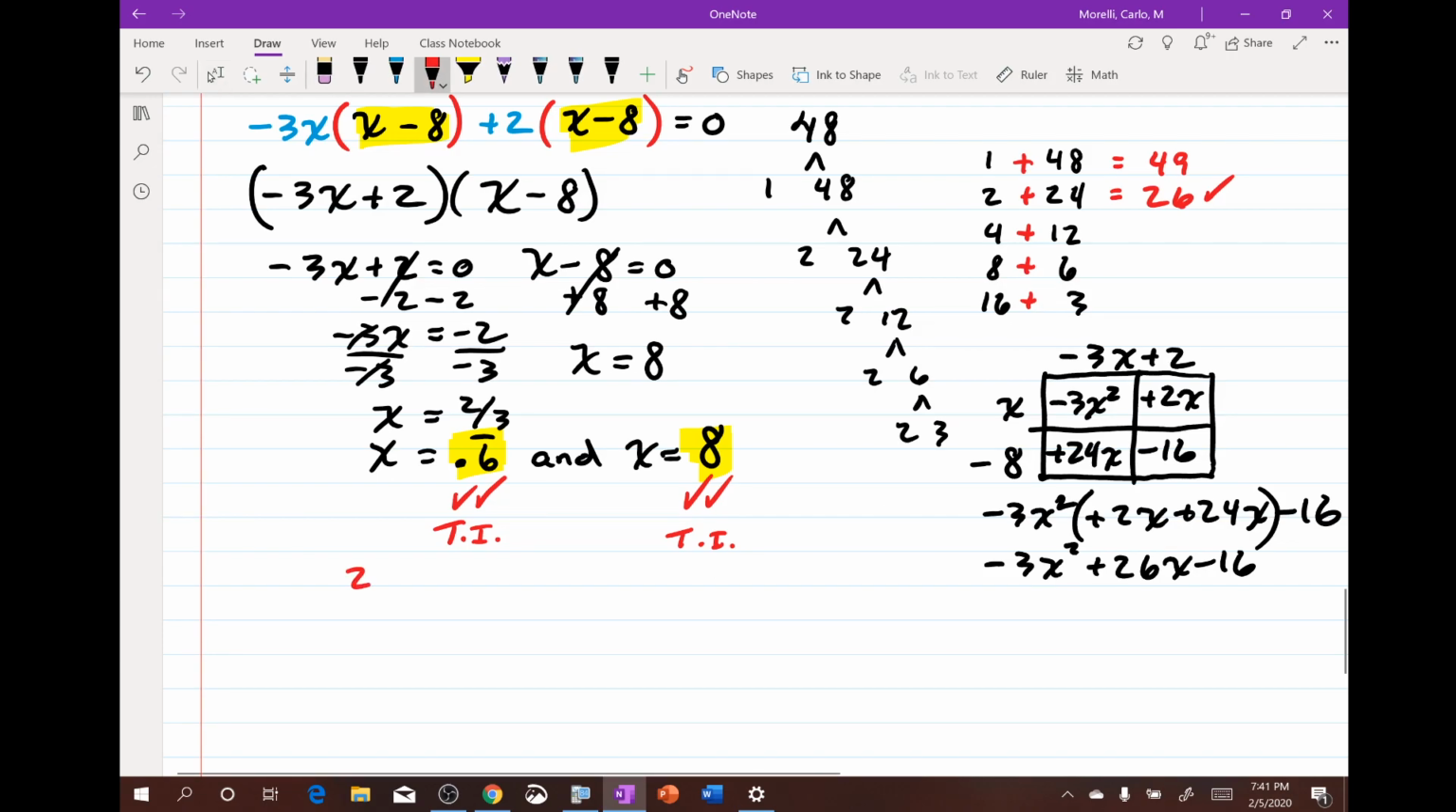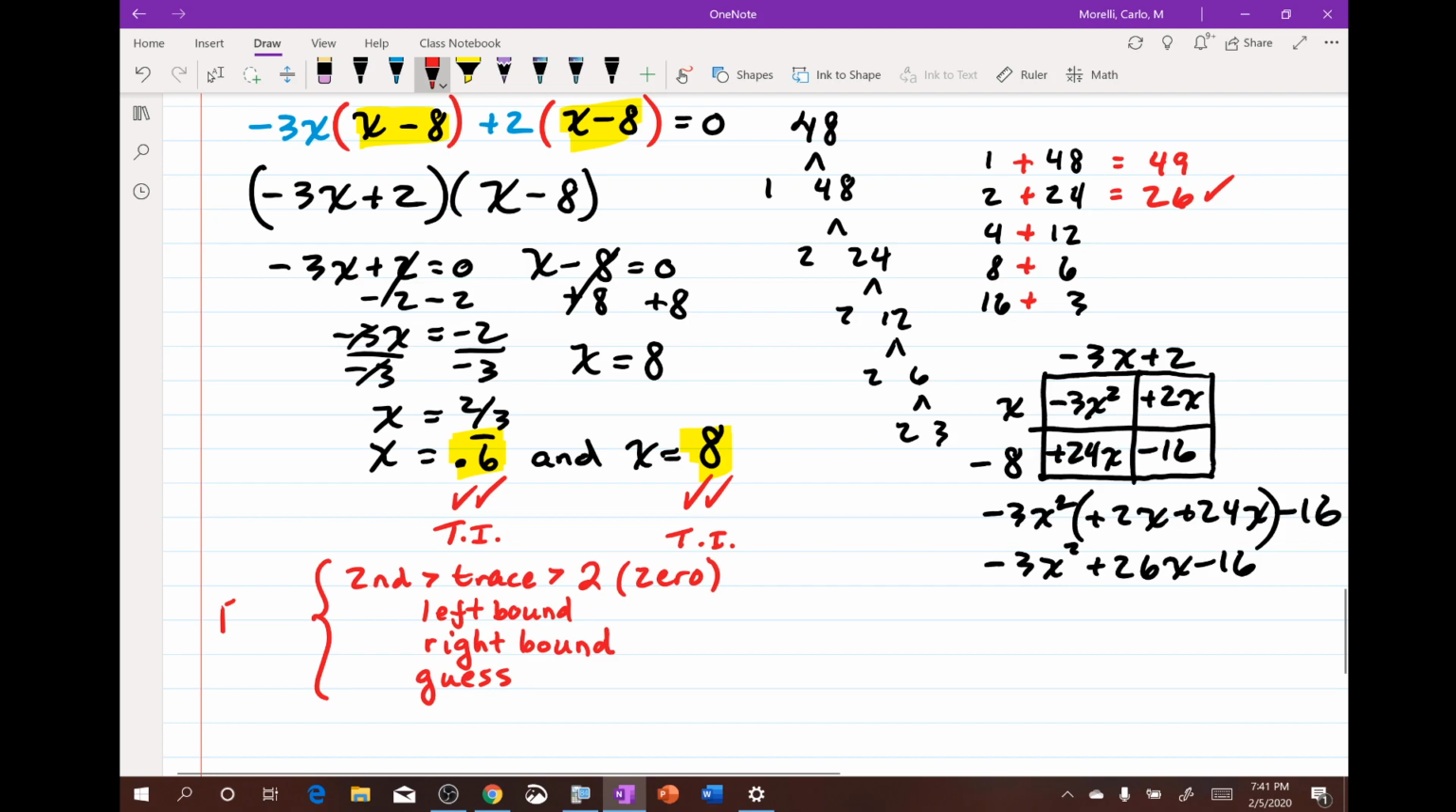Okay, and remember that second trace 2, looks like a Z, 2, which is 0. Okay. And then you want to set your left bound. Set your left bound. And your right bound. And then guess. All right. So that's the process to check on the TI.